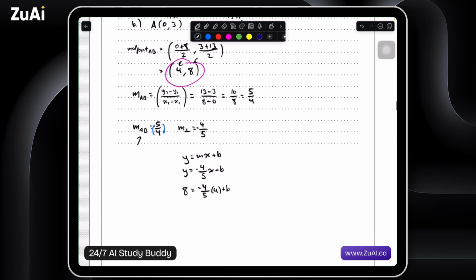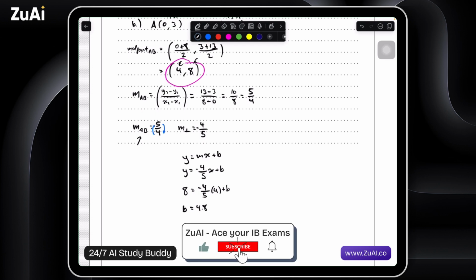And you can use your calculator's equation solver on this, to be honest. It's not an insignificant amount of algebra, and you might save some time. I'll work it out in the back end, but you might want to use the solver. Negative 4 times 4 divided by 5. Alright, so we get an answer of b is equal to 4.8, or as a fraction, b is equal to 24 over 5.